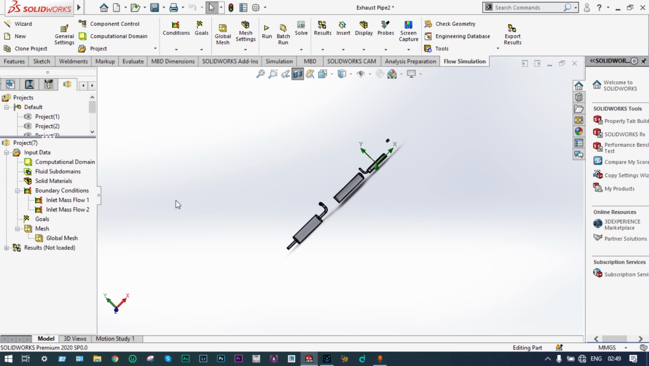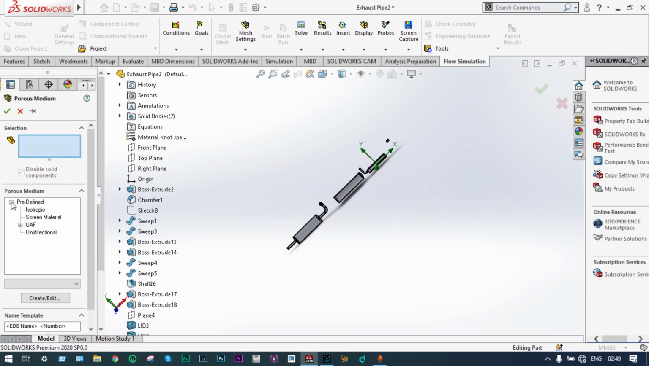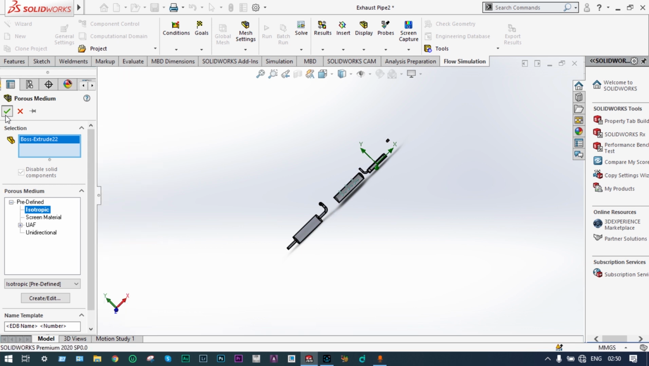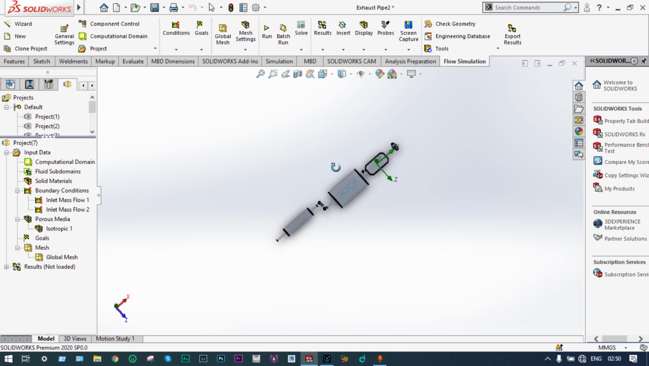Now we can see the other one, that means we can apply on the second chamber. That means we have to apply porous material at the second chamber. It is coming from conditions, porous material, predefined. It will be isotropic, that means throughout all directions its porosity will be same. So select that location, and here in this case we are considering porosity to be 50%, that means 50% of volume flow rate will be reduced. At the same time pressure also will be reduced. Green check, porosity is applied. Third boundary condition we have applied.